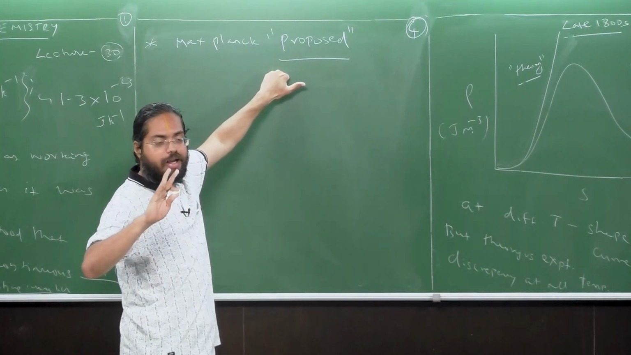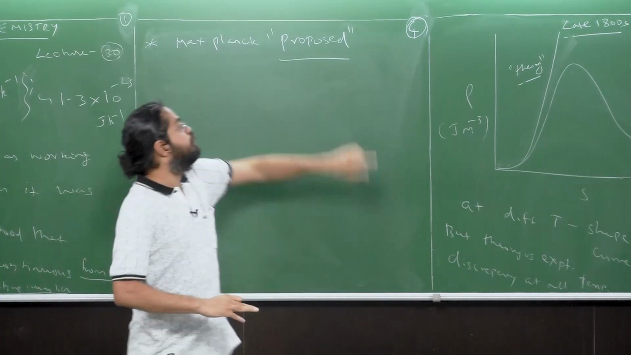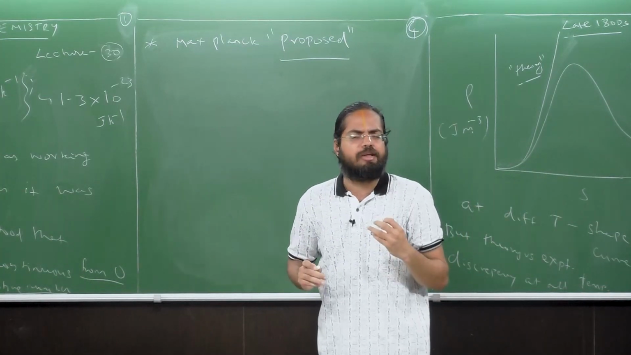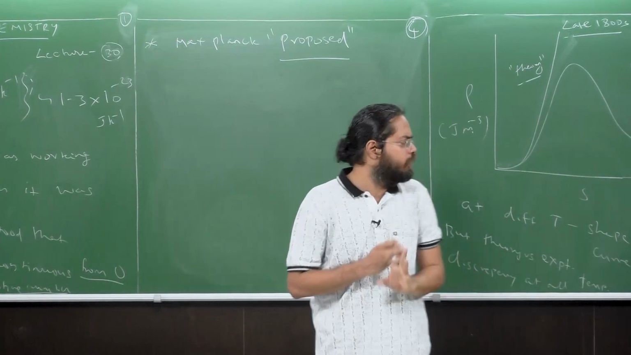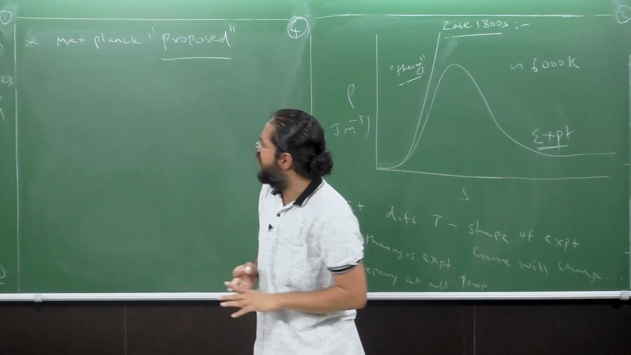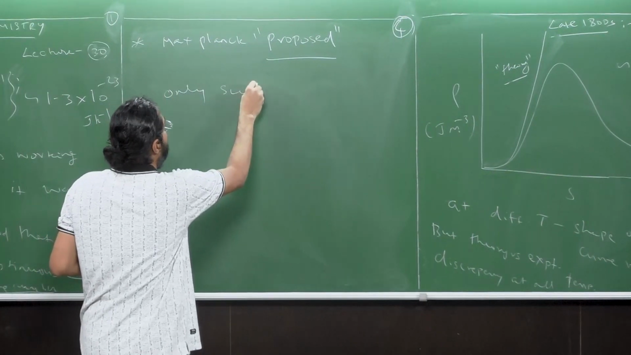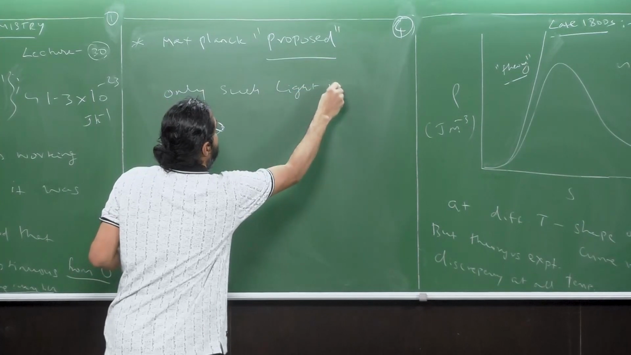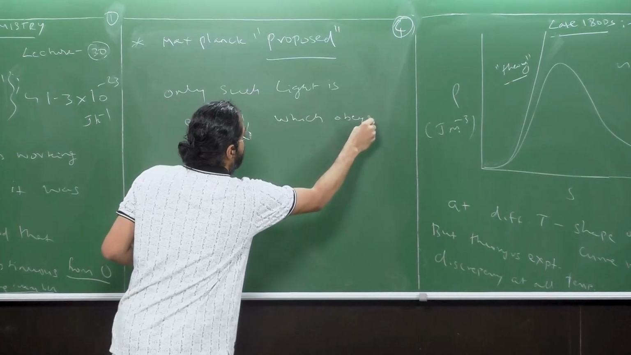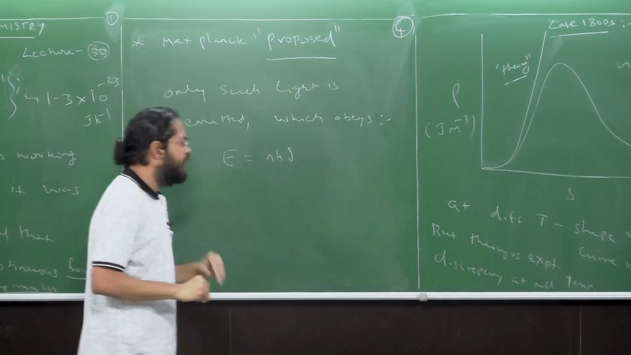I want to intentionally emphasize, slow down and repeat once again: Max Planck did not derive. What did he do instead? He proposed that the light emitted by these oscillations cannot be of all frequencies. The point is the continuity of the frequency range; that need not be the case. Let's say that only such light is emitted which obeys E equals nh nu.